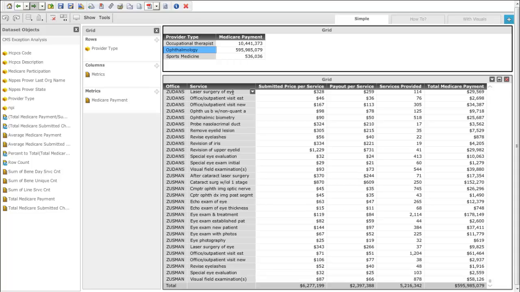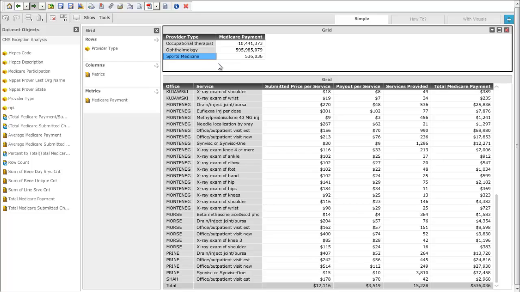Can MicroStrategy drill down from a high-level revenue or cost to the accounts, prices, and quantities that comprise it? Of course. Here's an example built on Medicare data. High-level Medicare spend for different types of doctors are shown in the top grid.